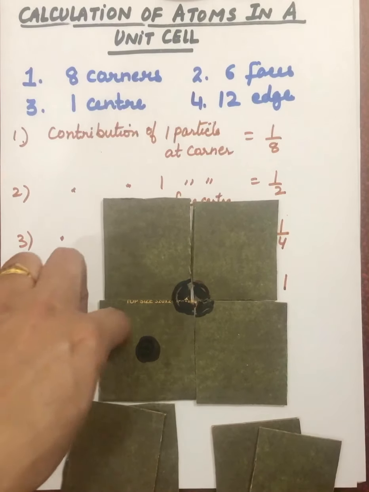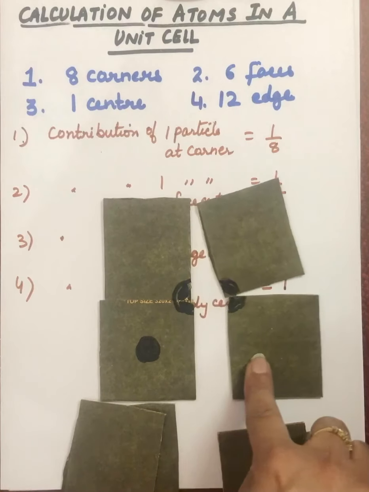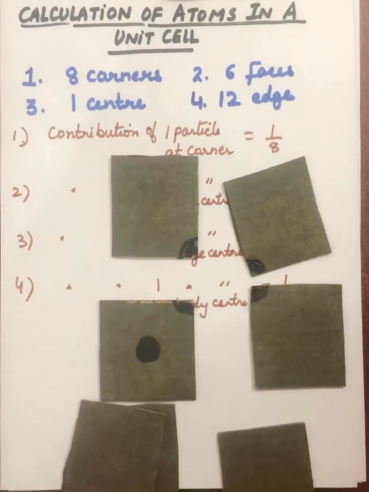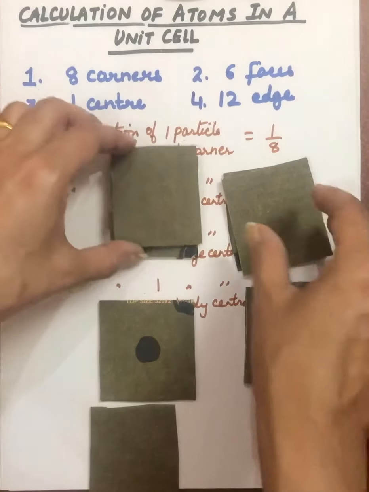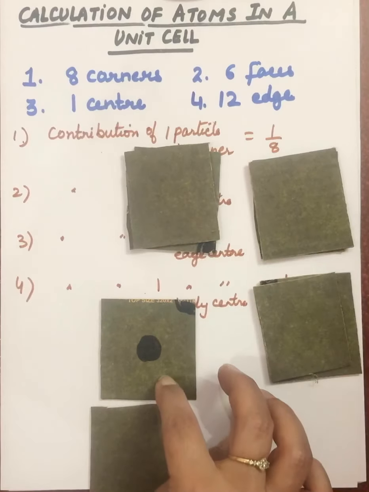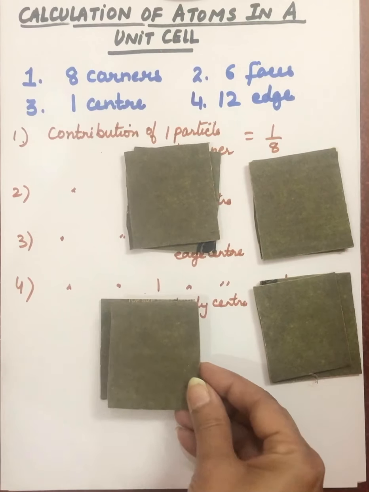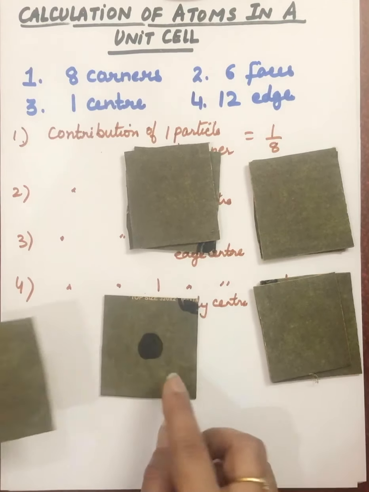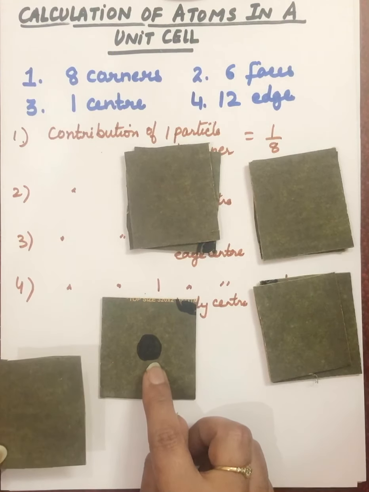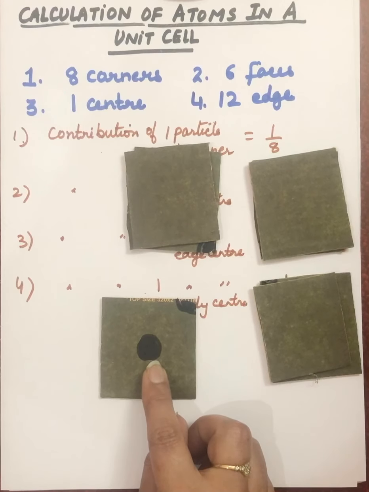The particle which is at the face center, this unit cell is not touching it, this unit cell is not touching it, and even the unit cells which are at the top of these are also not touching this particle. Only the unit cell which is at the top of this is touching this particle. So how much contribution is this particle giving to one unit cell? It is shared by 2. So to one unit cell it is contributing its 1/2 part only.